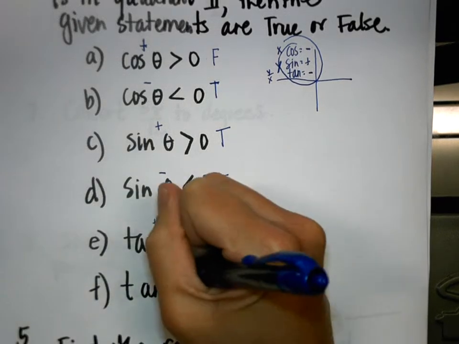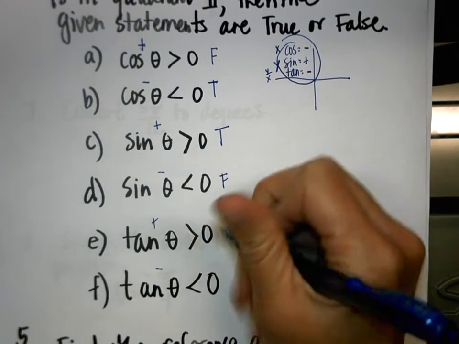And here, tangent is less than 0, which means tangent is negative. Is tangent negative in this quadrant? Yes, so therefore, it is true.